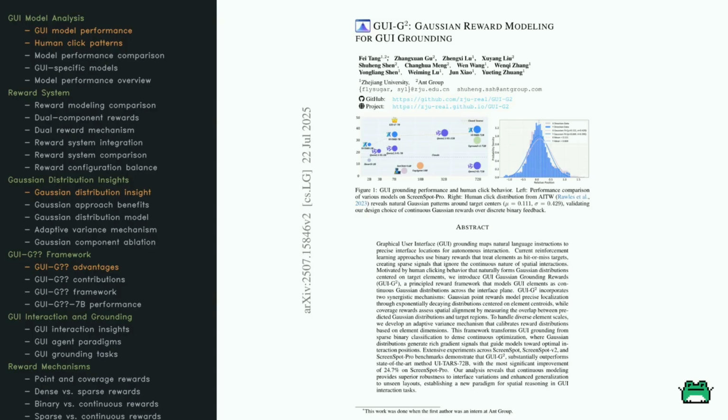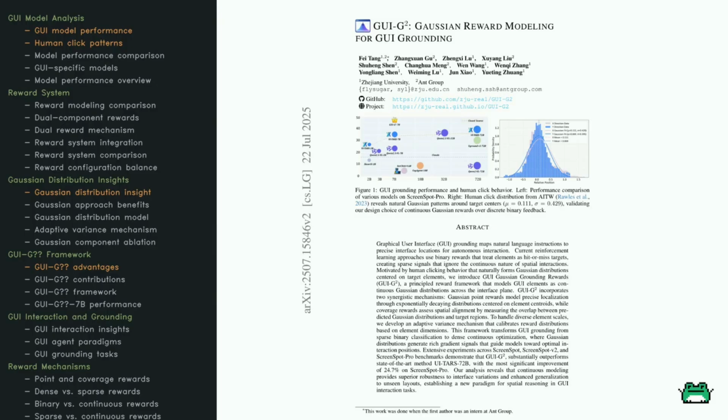Now shift your gaze to the right side, where there's a histogram of human click patterns from the AI2 Thor dataset. Imagine it as a map of natural human clicking behavior, forming a Gaussian distribution. This supports using Gaussian distributions for modeling GUI interactions. It's like the model perfectly aligns with how people naturally click.